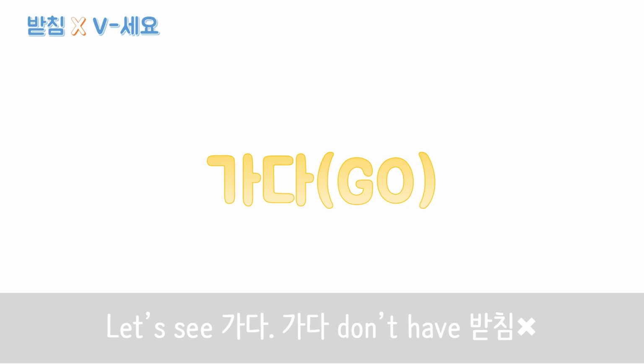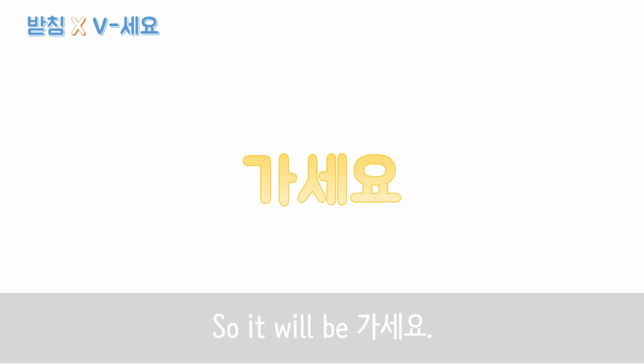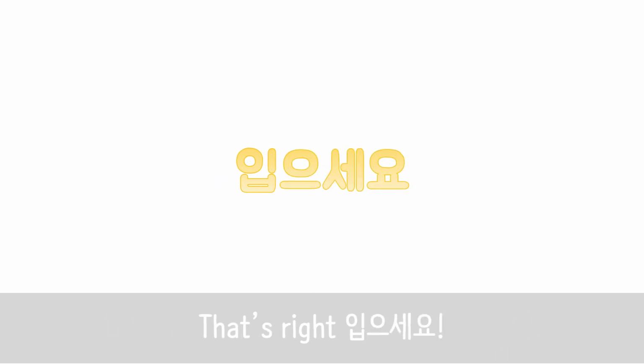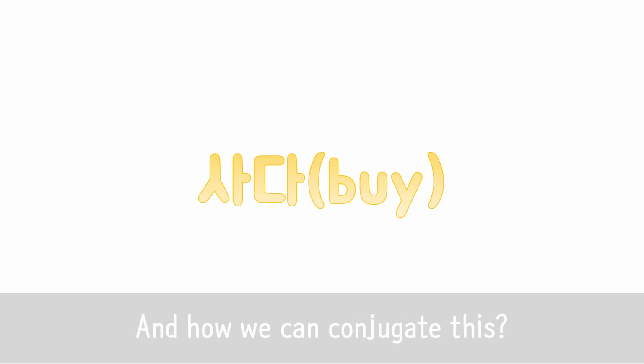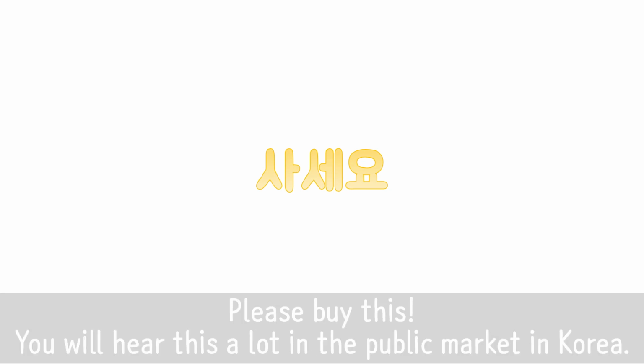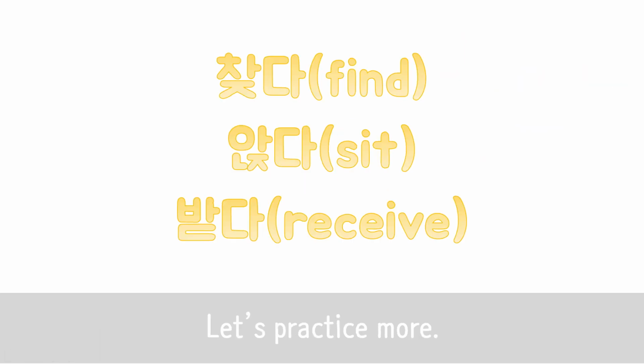가다. 가다 doesn't have 받침. Then just drop the 다 and add 세요. So it will be 가세요. 입다. Let's practice together. 입으세요. That's right. 사다. How can we conjugate this? 사세요. Very good. You will hear this a lot in the public market in Korea. 양말 5켤레에 5,000원이에요. 양말 사세요.